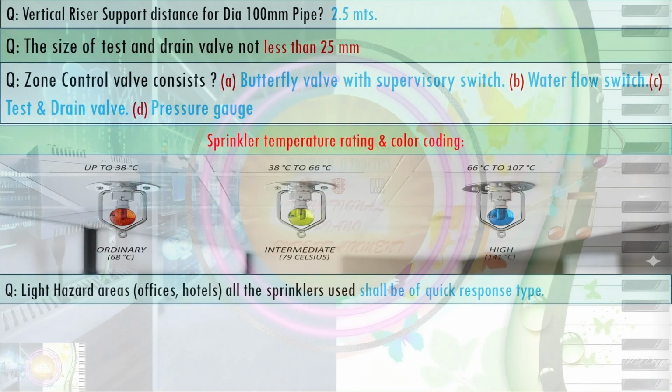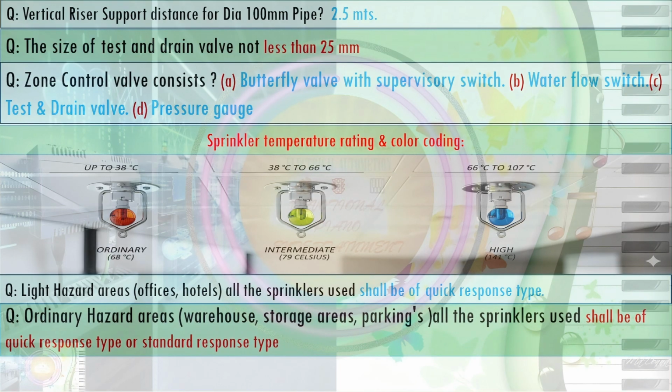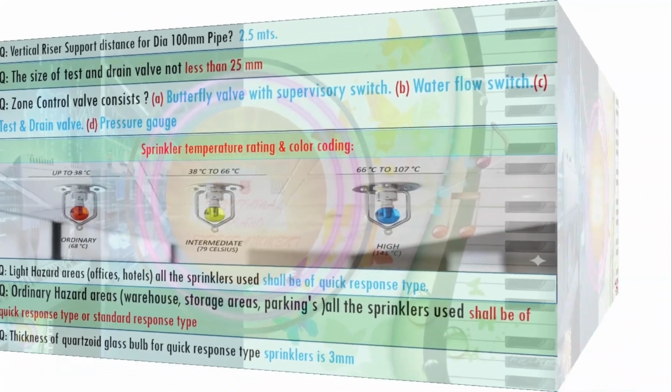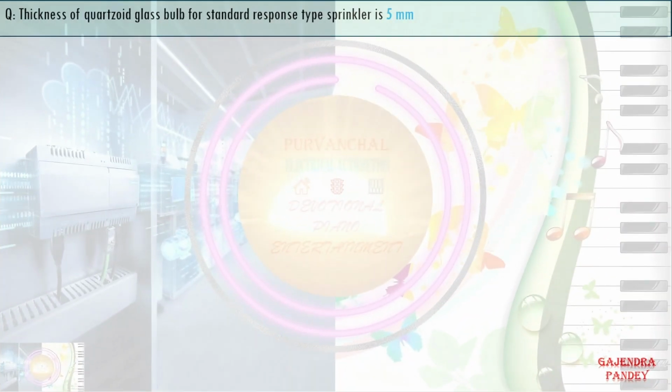In light hazard areas, office, hotel, all sprinklers used shall be quick response type which can break within 2 seconds. The same question is asked for the ordinary hazard. There the quick response has a standard of about 5 seconds to 7 or 9 seconds. Thickness of the quartzoid glass bulb for quick response type sprinklers is 3 mm. The same question is repeated for thickness. So thickness is 5 mm for sprinklers.